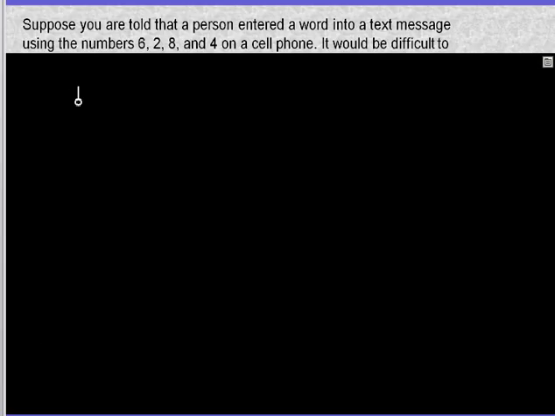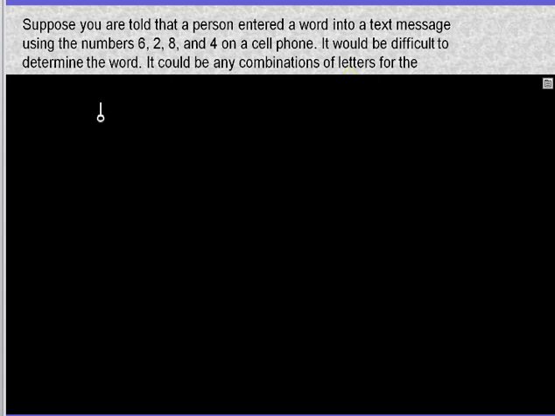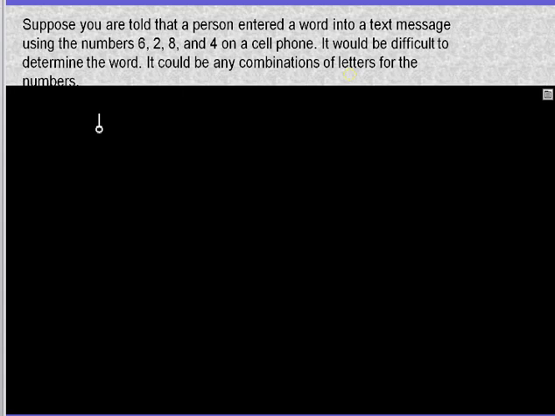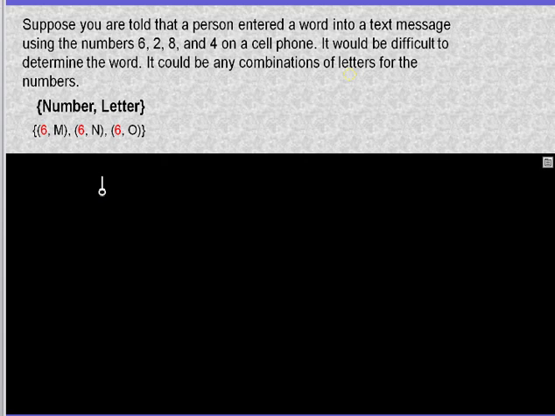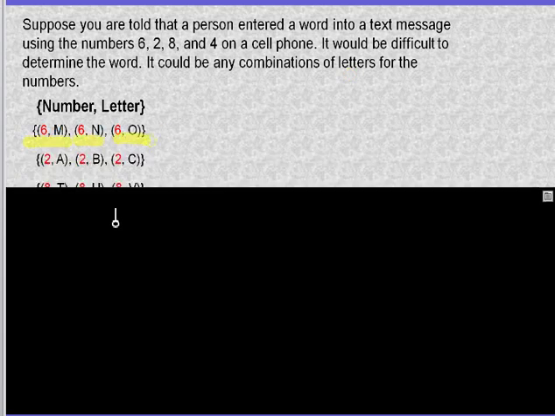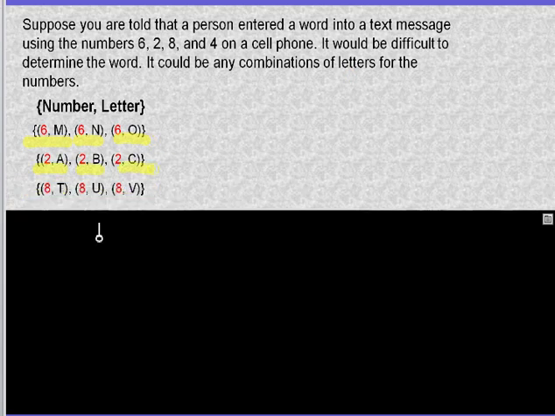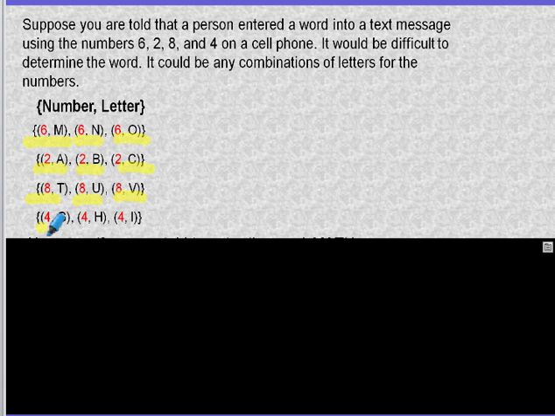All right, suppose you're told that a person entered a word into a text message using the numbers 6, 2, 8, and 4 on a cell phone. It's going to be difficult to figure out what word that person entered because each number has three possible letters associated with it. For 6, it's M, N, and O. 2 is A, B, and C, 8 is T, U, V, and 4 is G, H, I. So you can see each input value has multiple output values.